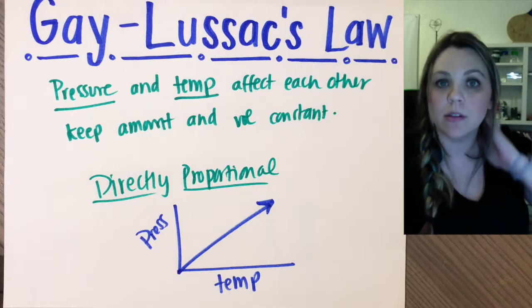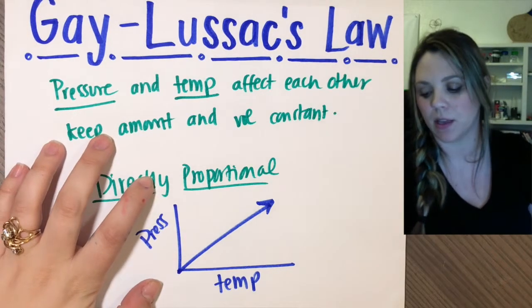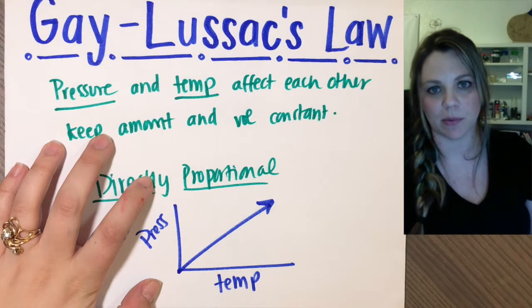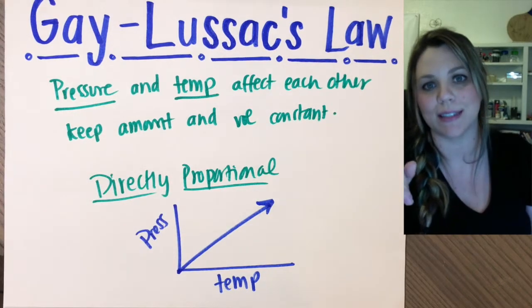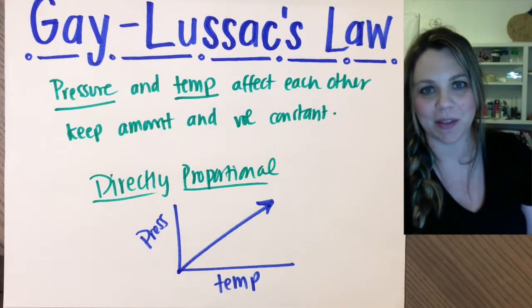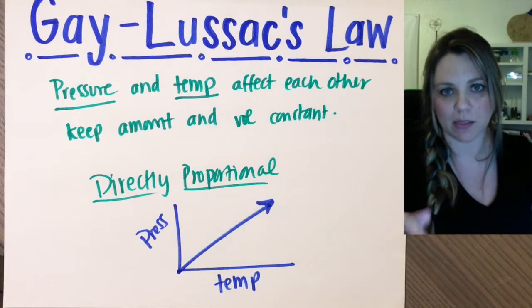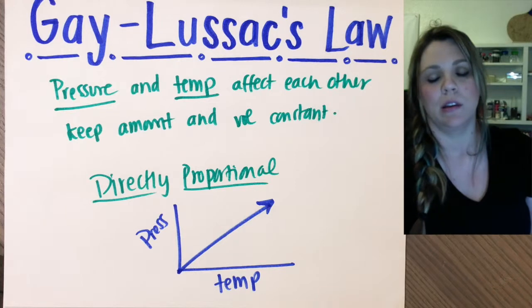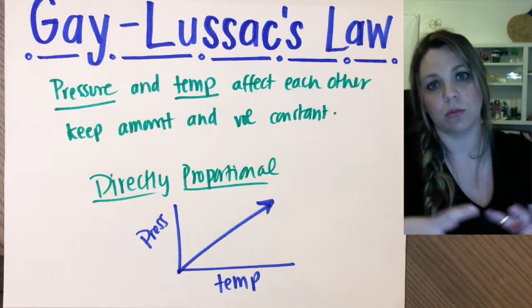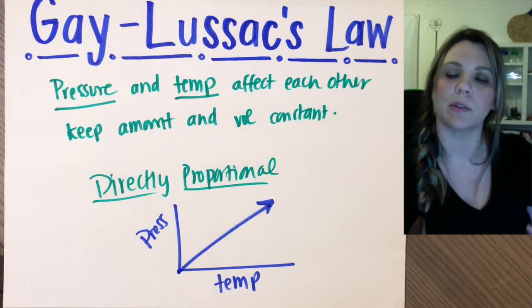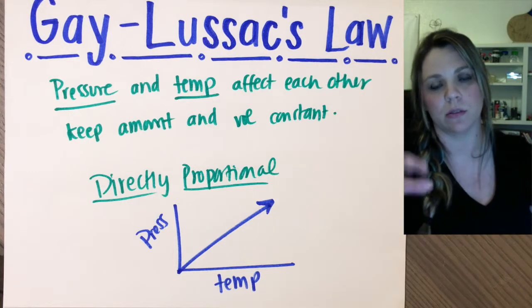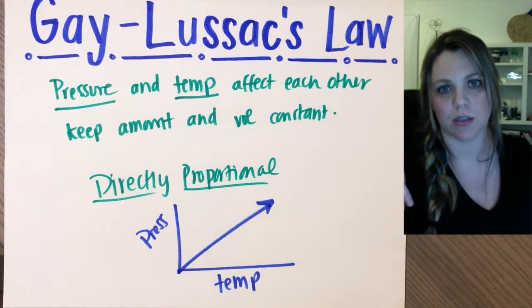Real examples of Gay-Lussac's law would be, if you've ever played basketball on a really cold day, your basketball feels flat. You're trying to bounce the basketball, but it feels flat. That's because the temperature is so low that the pressure inside your basketball is also lower, so it's not bouncing as much.